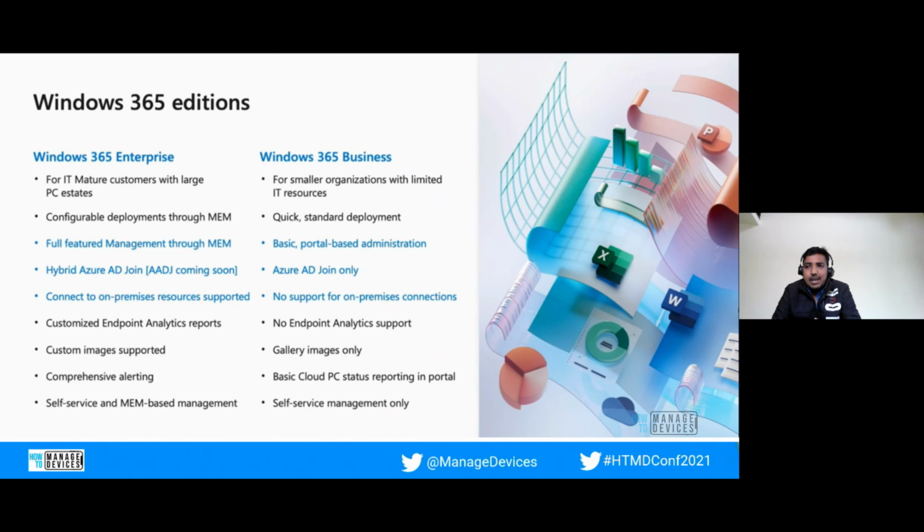Windows 365 Business is made especially for smaller companies who want a ready-to-use Cloud PC with simple management options. The Enterprise edition is for larger companies that have many more capabilities and options from MEM. The Enterprise edition supports Hybrid Azure Active Directory join, and coming soon will also support Azure Active Directory join. The Business edition currently relies on Azure Active Directory join only.